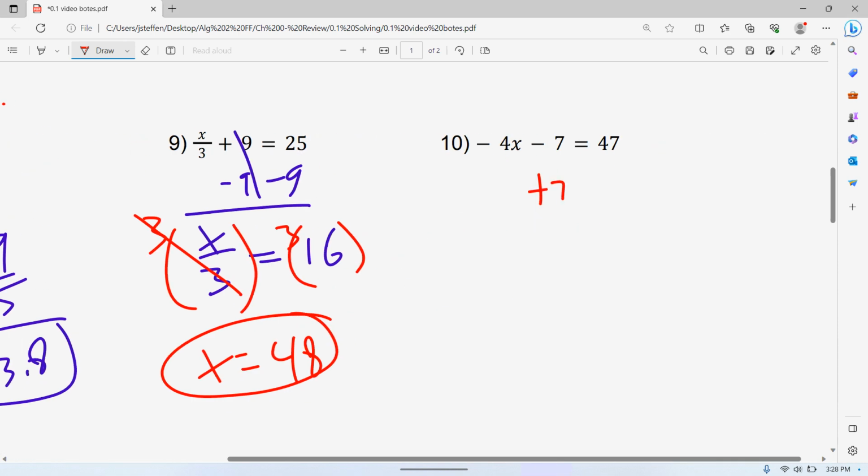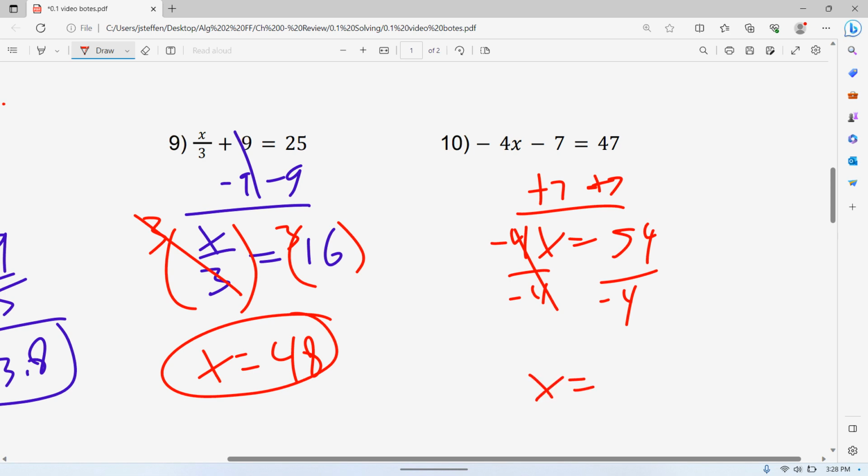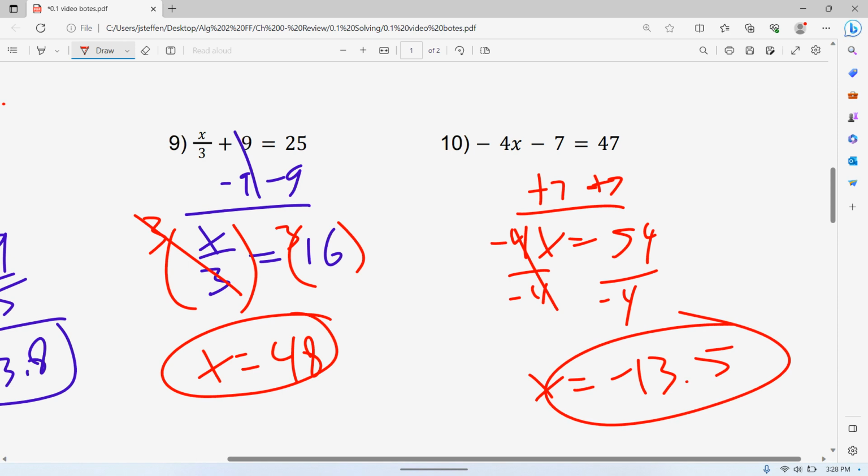And number 10, add 7, negative 4x is equal to 47 plus 7 is 54. Divide both sides by negative 4. Got a decimal for that one too, that is okay.